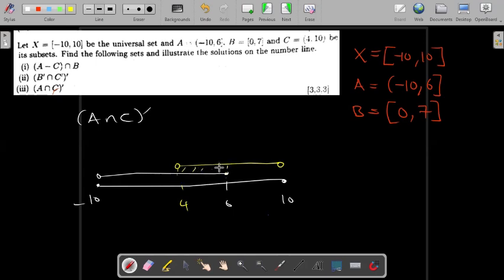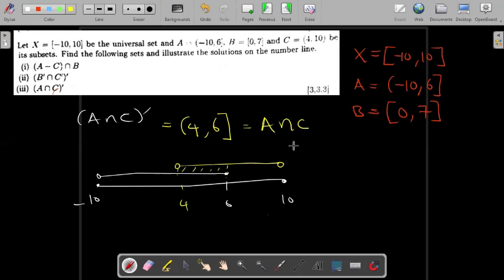But now we see here it is open, meaning 4 is not in what? It is not in the set C. So if 4 is not in the set C, that means it is going to be open at 4. Then it goes up to what? 6. And here 6 is in both of the sets, so it's going to be closed at 6. This here you found is your A intersect C.